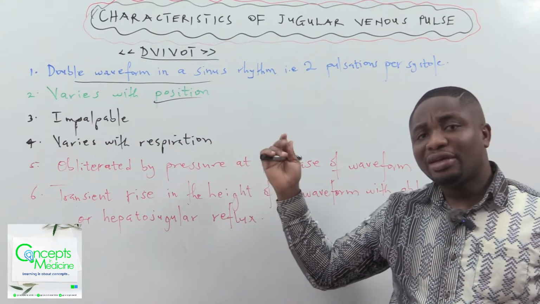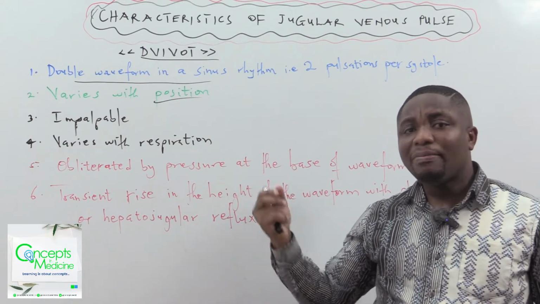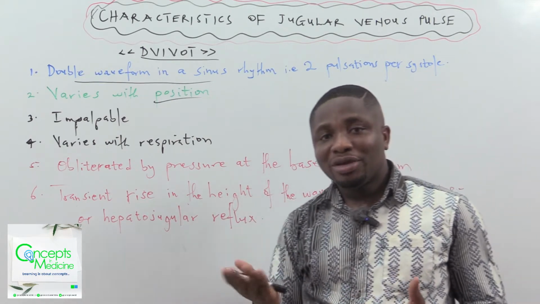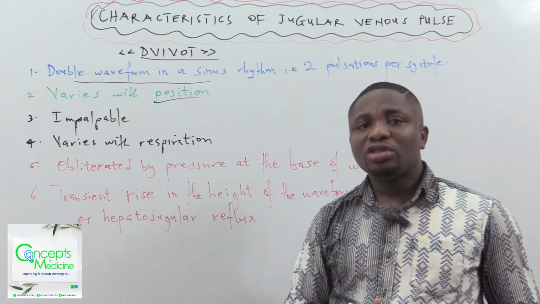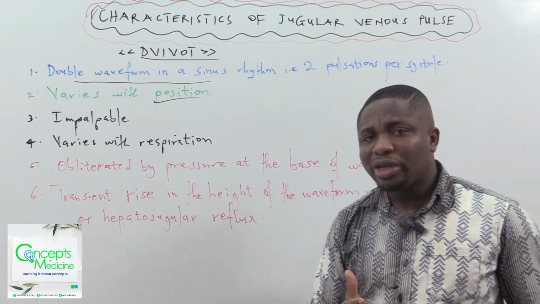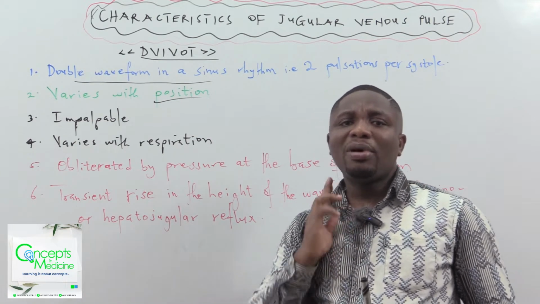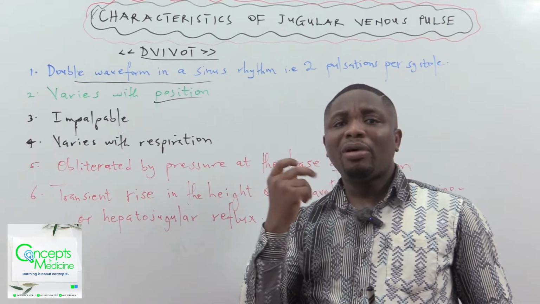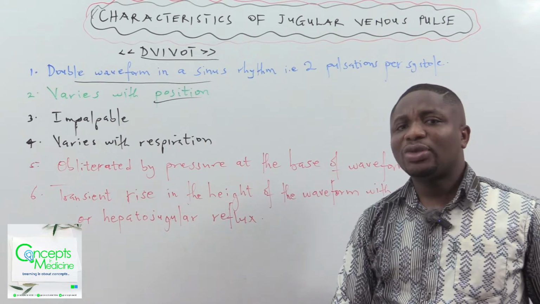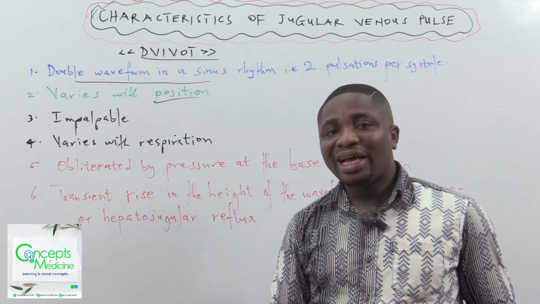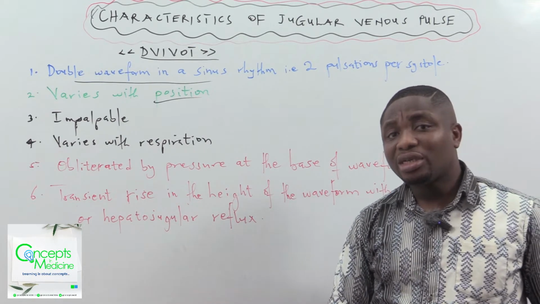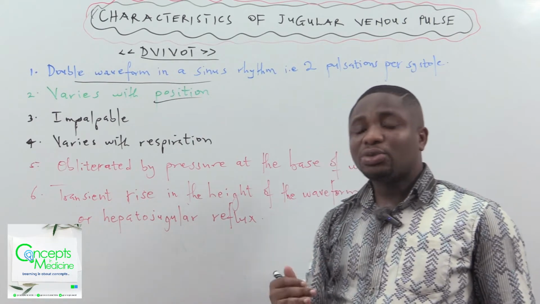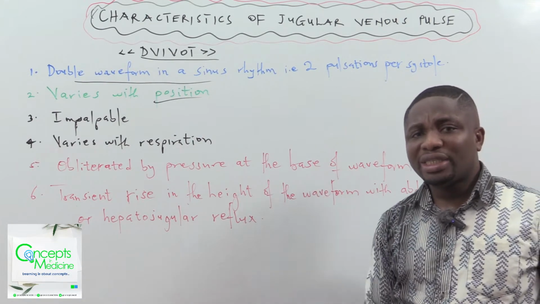The next one is that the jugular venous pulse, as we said, is impalpable. It is impalpable because if you put your hand there, you should not be able to palpate. So assuming you are palpating for a pulse in the neck, or you are examining a mass in the neck and you can feel pulsations, definitely it's not going to be a jugular venous pulse. Rather, it is going to be what? A carotid pulse.